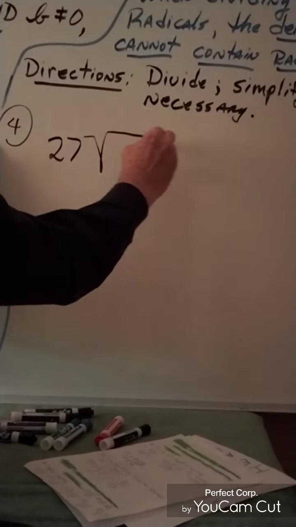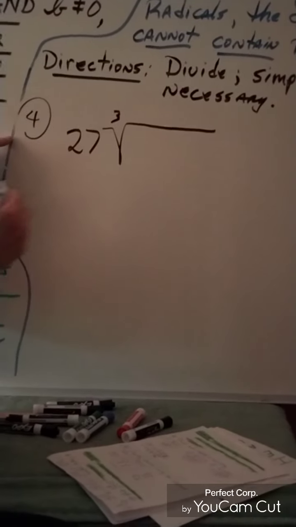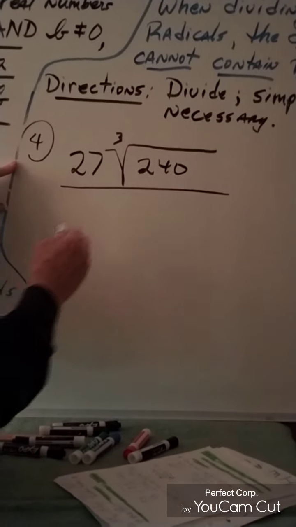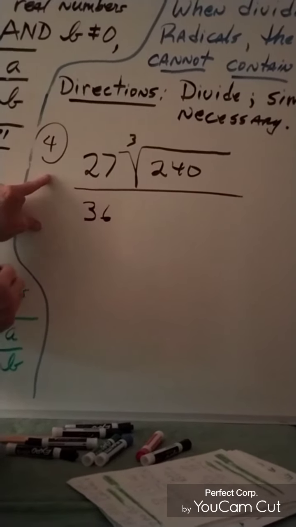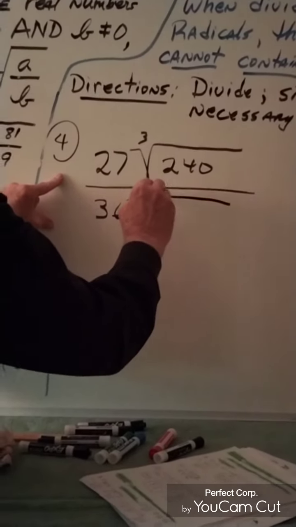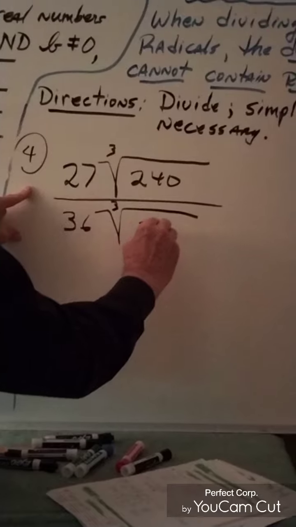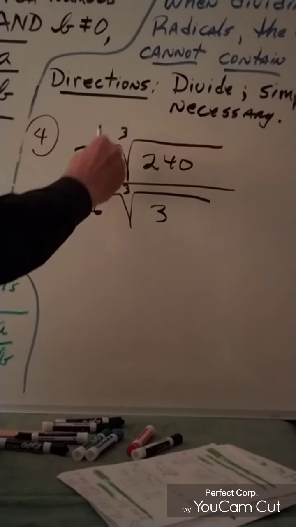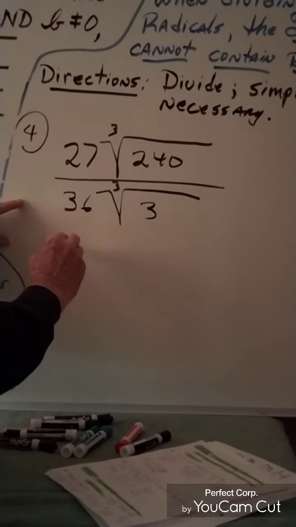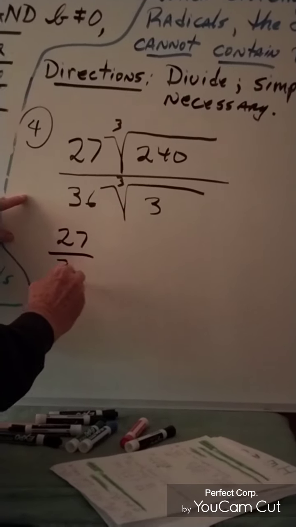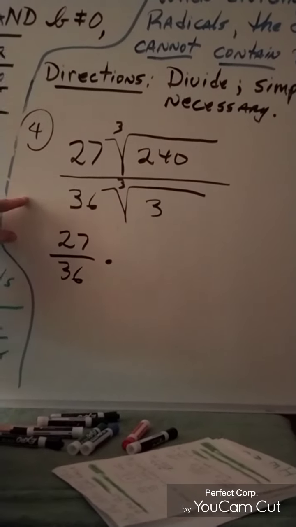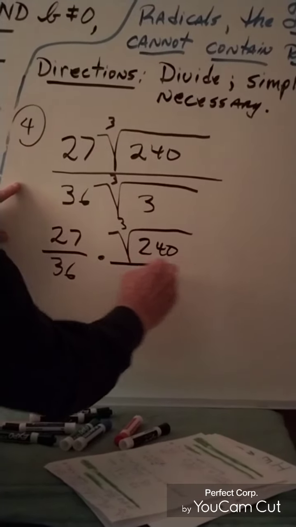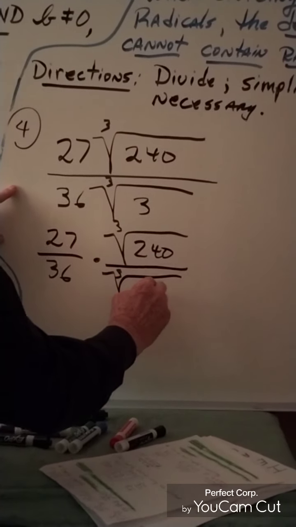27 multiplied by the cubed root of 240 divided by 36 multiplied by the cubed root of 3. Similar to the last one. I've split it down the middle. 27 over 36 times the cubed root of 240 divided by the cubed root of 3.